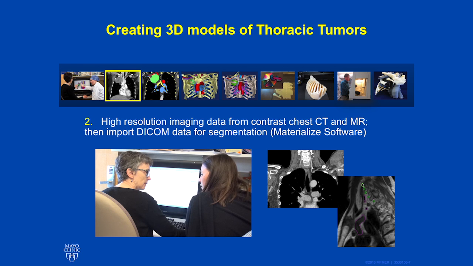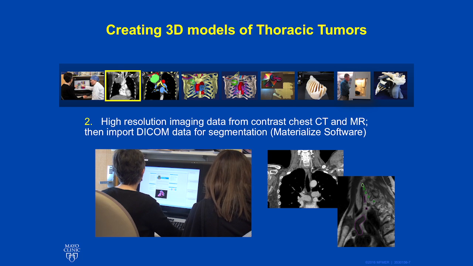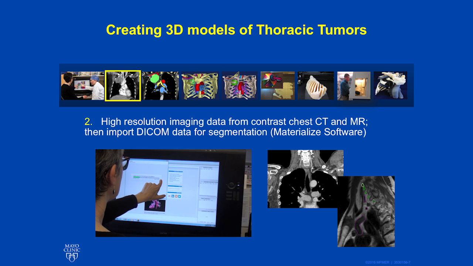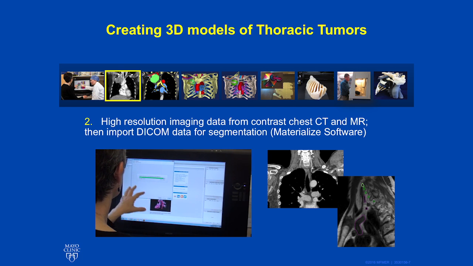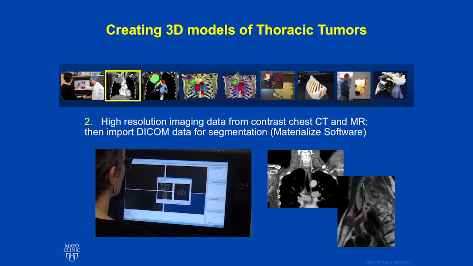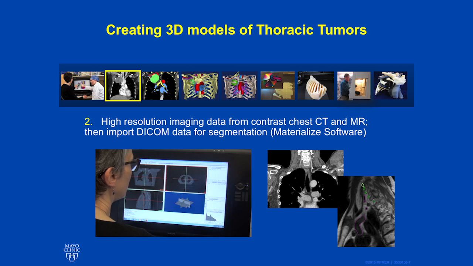Materialize is the software we use to import the DICOM images from a scan. Thinner cuts on a CT scan will make a higher resolution model. Contrast allows structures like arteries and veins to be mapped with greater precision. It is through this process that we take the images from the DICOM and import them into the software system. Using the Materialize software system, we are able to select different DICOM images, some from MRI and some from CT, to create our final model.